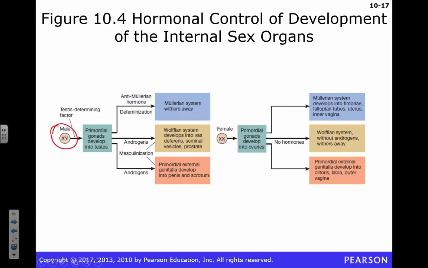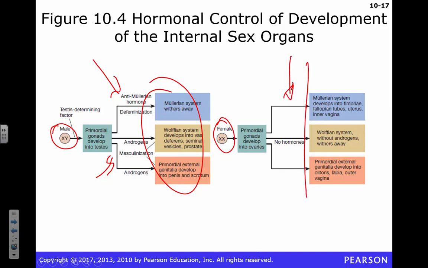This is the XY male situation. Notice we have to have the presence of those androgens and that anti-Mullerian hormone to drive the development of the male reproductive system and cause the female reproductive system to wither away. In the XX female situation, no hormones are present, and the Mullerian system develops on its own, and the Wolffian system without the androgens will wither away. Okay? Kind of the default status is female, right?